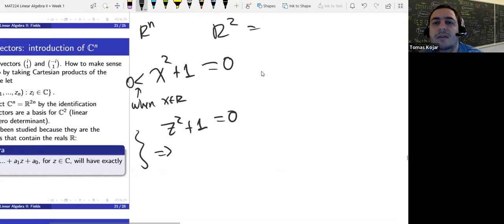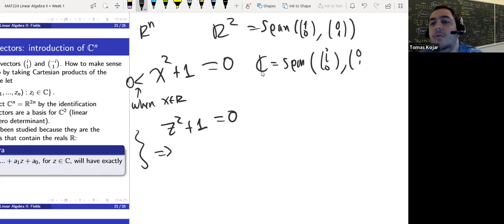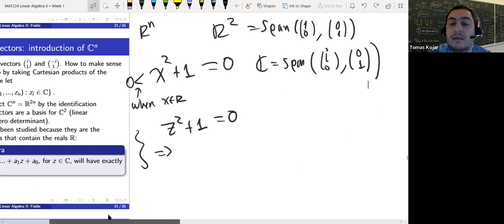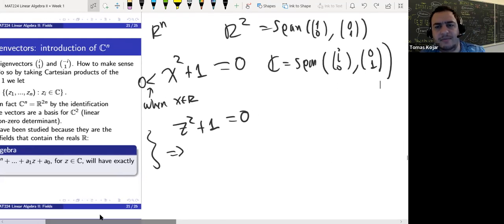So for R2, this was the span of 1, 0 and 0, 1. So its isomorphic thing, the complex plane, will be the span of i, 0 and 0, 1. Okay. So from there, you can build the rest. For Cn, you will have to look at its copy in R, if that helps. We can talk about this more after. We'll come back to all this stuff.